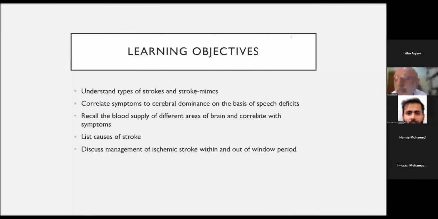Dr. Hamza, do you use MEQs for your examination? No, I have not used an MEQ, because I am a basic sciences teacher. I teach anatomy. But you have done such, I thought you have taught us a lot about the stroke. Thank you, sir. At least I have learned something new.